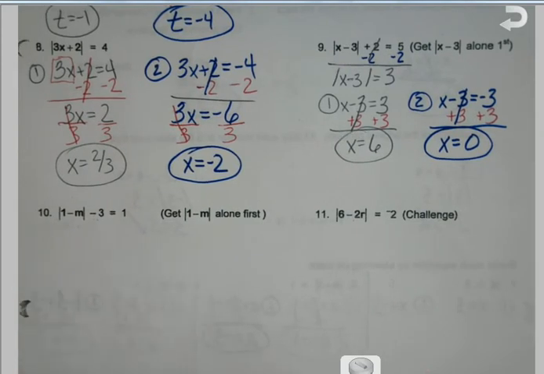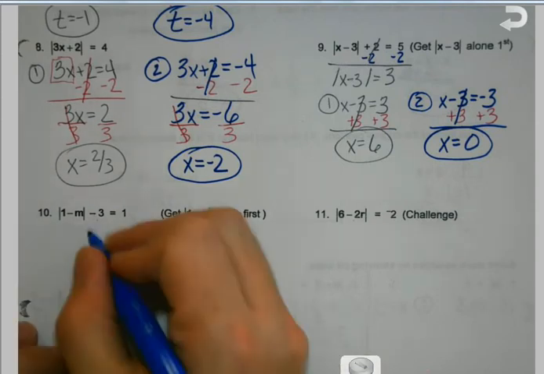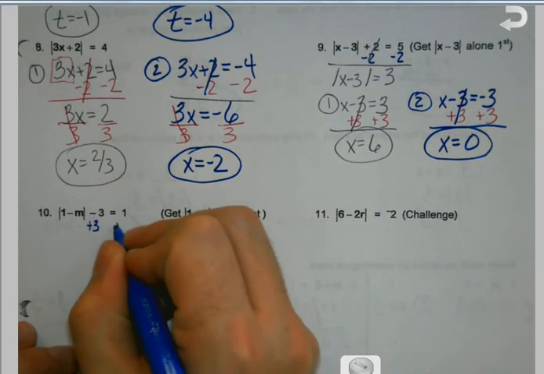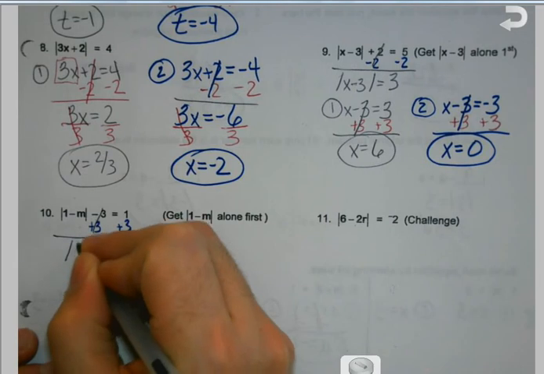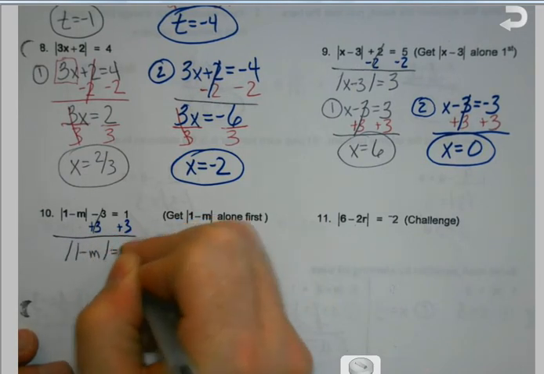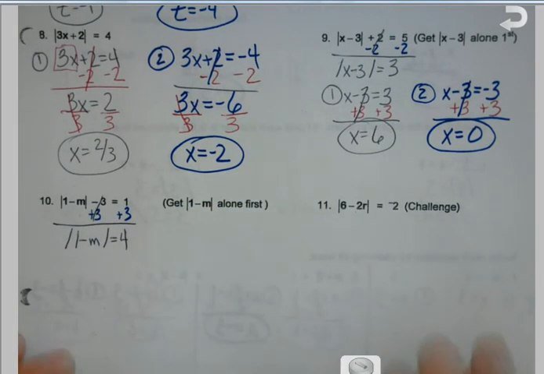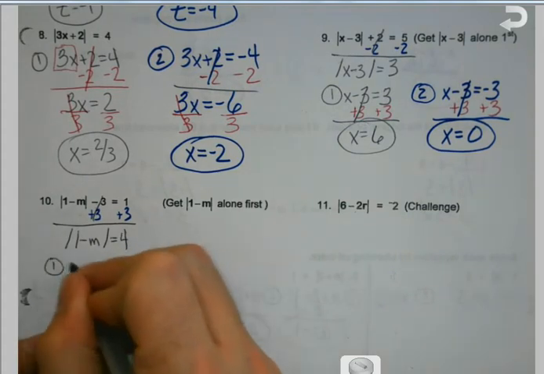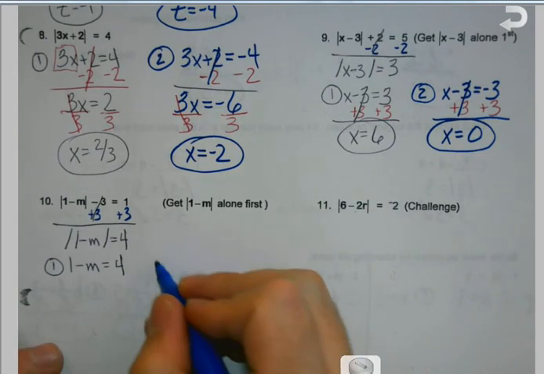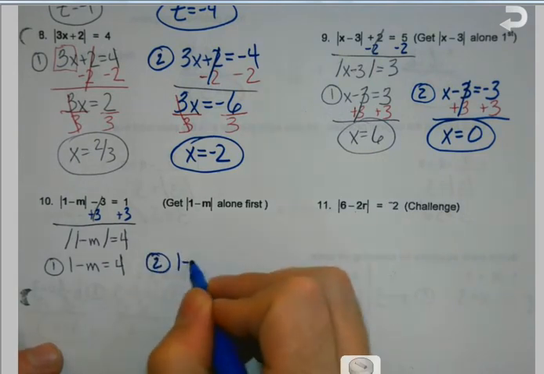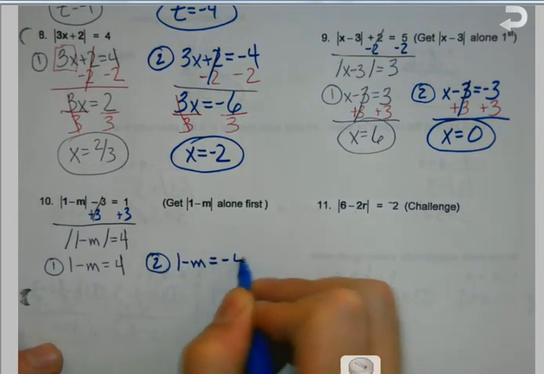And just like it is over on number 10, it's going to be the same idea as what we were doing in 9. I've got to get my bars alone first. Once I get them alone, now I can split it. And again, the only thing that changes from equation 1 to equation 2 is the answer.